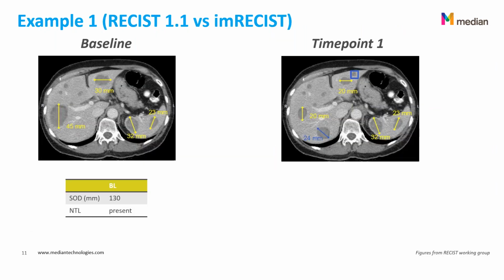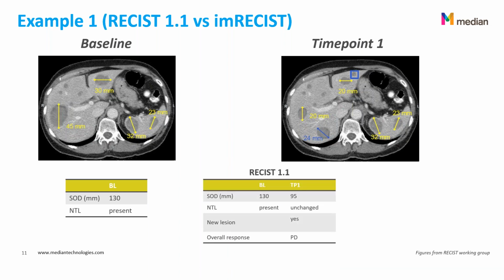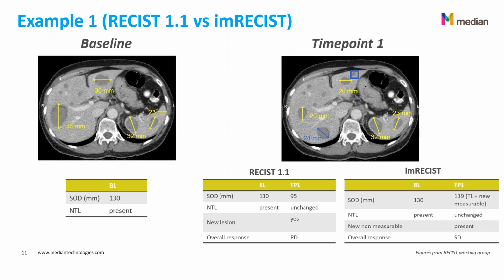And then we will also give you some examples. You can see an example comparing RECIST 1.1 with IMRECIST. The baseline SOD, so the sum of diameters, is 130. Despite the decrease of target lesion SOD, new lesions appear at TP1. Therefore, it triggers PD for RECIST 1.1, while it still remains SD for IMRECIST, where we incorporate new lesions into tumor burden.